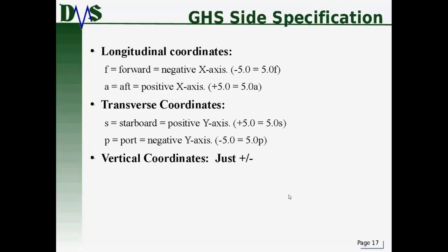So to recap, if you want to specify longitudinal coordinates, F equals forward. That's the negative x-axis. So -5 is the same as 5F. A is equal to aft, which is along the positive x-axis. So +5 is the same as 5A. Transverse coordinates, S is starboard for positive, and P is port for negative. So just remember that when you're typing port or forward, GHS isn't smart enough to find the pointy end of your ship and always go to the actual port side or the forward end. GHS just automatically converts that P over to a negative and the F over to a negative. And that's how those work.